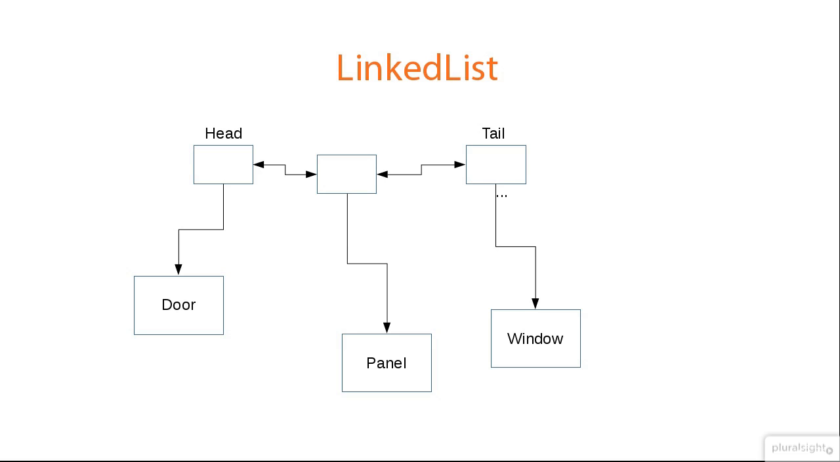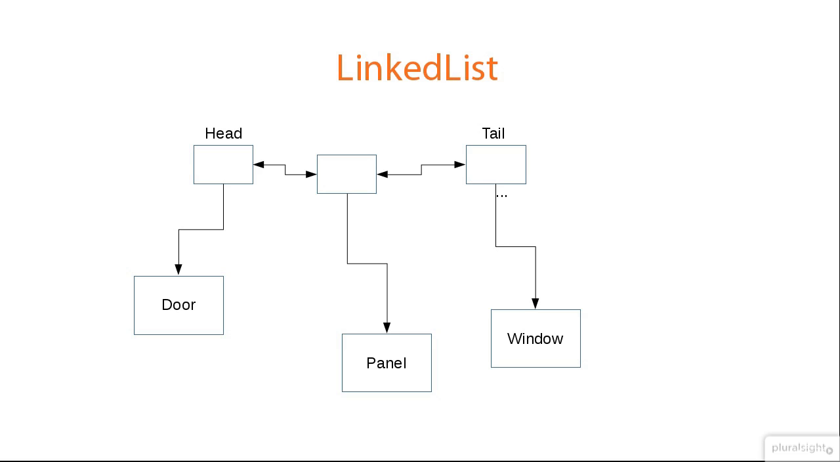So we can see here that our head node is a door, and it points to the next element, the middle element in our linked list, and that points to a panel, and that middle element points to our tail, and that tail element is a window, and the same back to the head. So you can see that as you're looping through your linked list, you're having to continually jump these pointers to find the next element in the list.